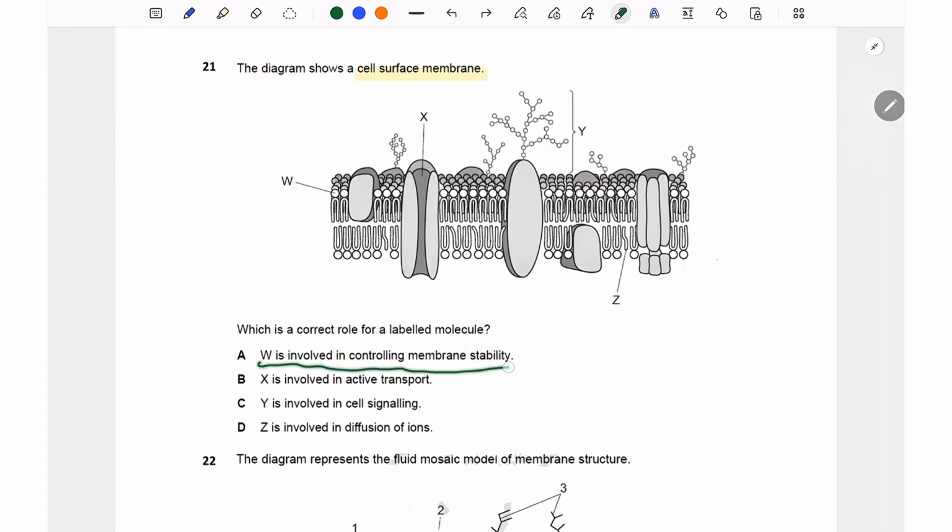Now, which is a correct role for a labeled molecule? W is involved in controlling membrane stability. W is not for membrane stability, that is cholesterol. That is Z. X is involved in active transport. X is channel protein, so channel protein is not involved in active transport. It is carrier protein that is involved. Y is involved in cell signaling. That is our answer. Z is involved in diffusion of ions. That is wrong because Z is a cholesterol. It has nothing to do with transport.